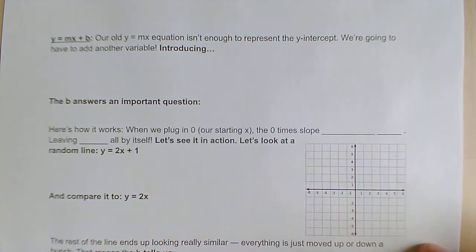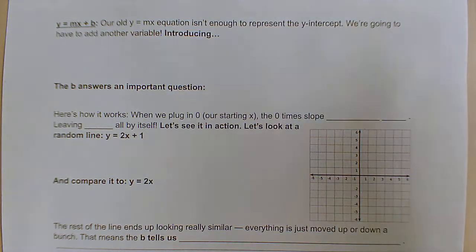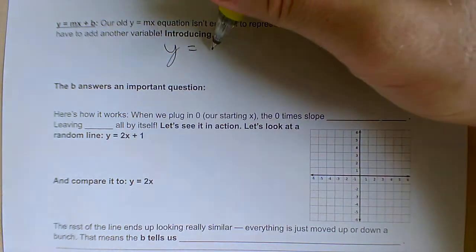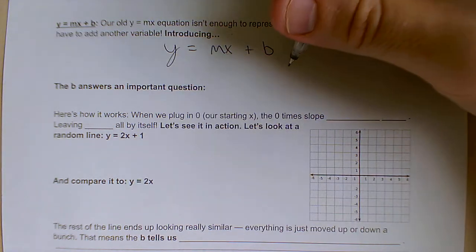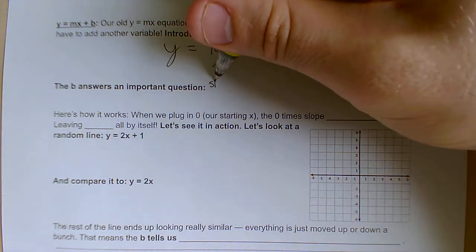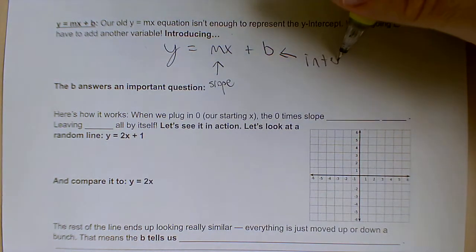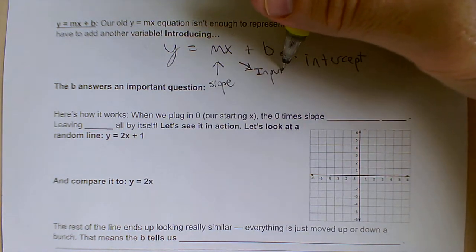All right. So now that we've done all that, we can add an extra element to our y equals mx equation. It's not going to be enough to represent our y-intercept now. We're going to have to introduce another variable, the b. We have y equals mx plus b. So in this case, our slope is still m. Our intercept is going to be b. And we still have our input and our output.